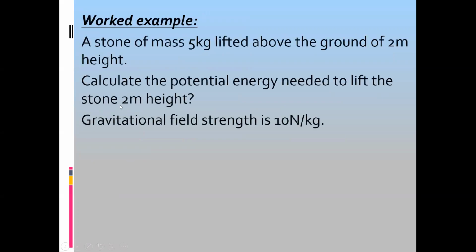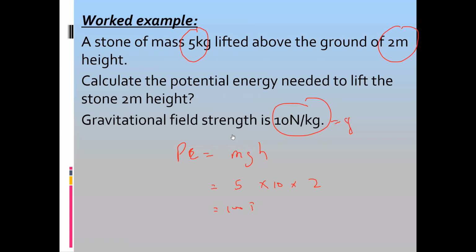For example, a stone of mass 5 kilograms is lifted to a height of 2 meters. The gravitational field strength, or value of gravity, is 10 Newtons per kilogram. We need the potential energy, which is mgh. So mass is 5, gravity is 10, and the height is 2. So 5 multiplied by 10 is 50, and 50 multiplied by 2 is equal to 100 joules. The unit of energy is joule, so you will write capital J.